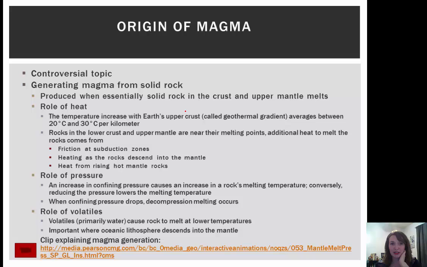Now the role of pressure is pretty important as well. An increase in confining pressure, so that's pressure in all directions, can cause an increase in a rock's melting temperature. Conversely, reducing the pressure will lower the melting temperature. Alright, next we have the role of volatiles. These are our gases, primarily water, and that can lower temperatures as well. So if you check out this video down here, it goes into the explanation of how magma is generated.